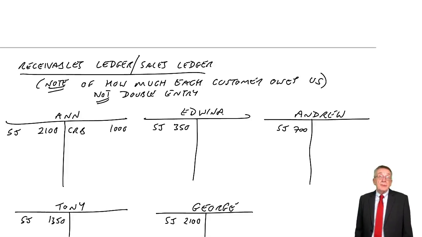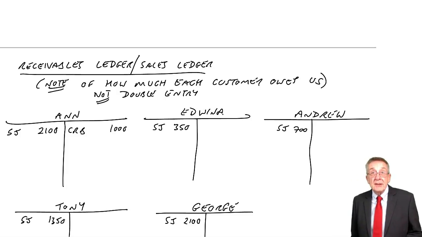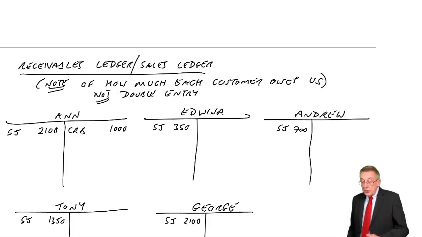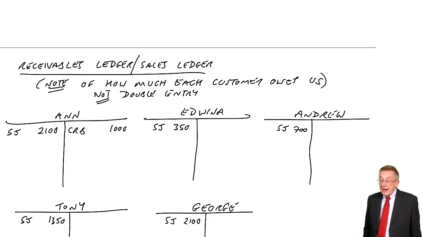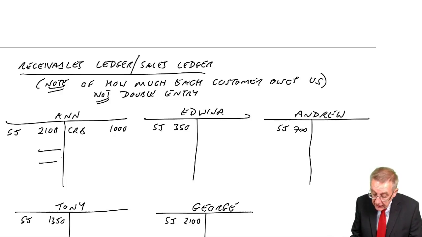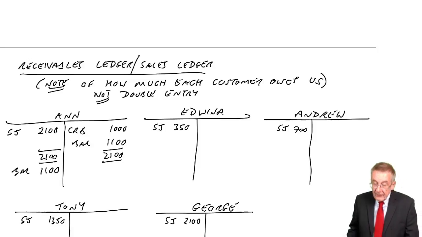Now, at the end of the month, of course, we know how much each owes us, because maybe we want to write them letters at the end of the month. Edwina, Andrew, Tony, George, no point in taking a balance. We know exactly what they owe us. Anne, how much does she owe us at the end of the month? The balance is 1,100.